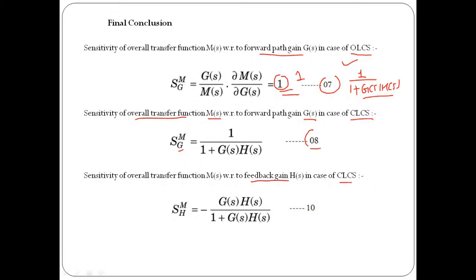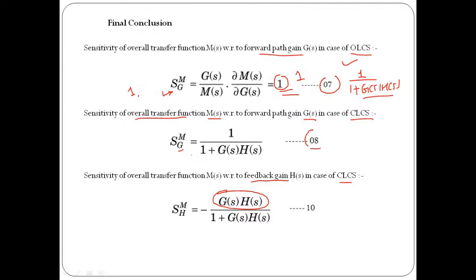And then if you calculate the sensitivity of overall transfer function with respect to feedback path gain in case of closed loop transfer function, this particular value is multiplied by a factor of minus g of s into h of s, or if you take the magnitude, it is multiplied by a factor of g of s into h of s. So from equation number 7, 8 and 10, or you can say 9, it is very clear that sensitivity in open loop control system is at highest possible value, which is nothing but 1.